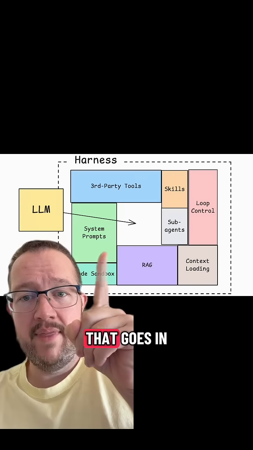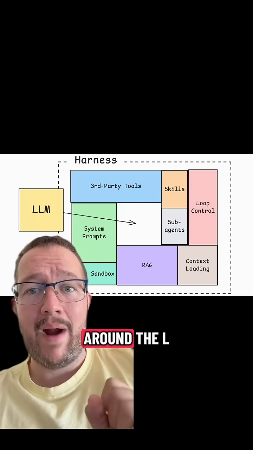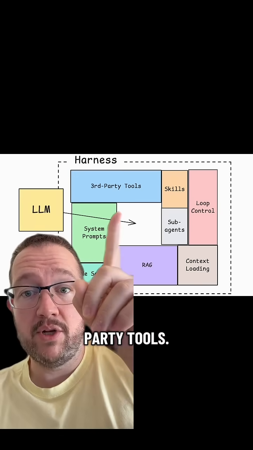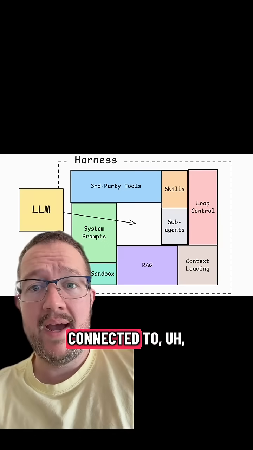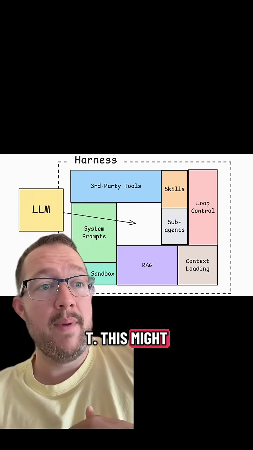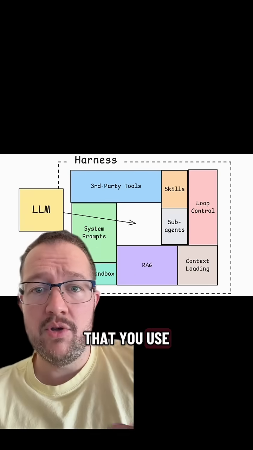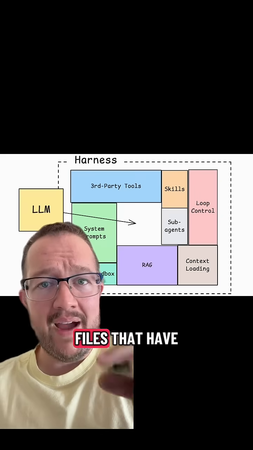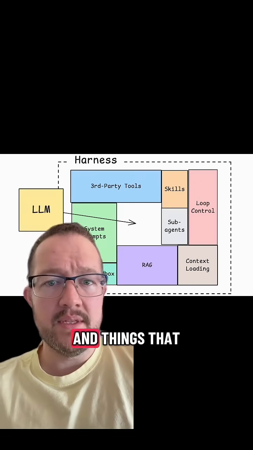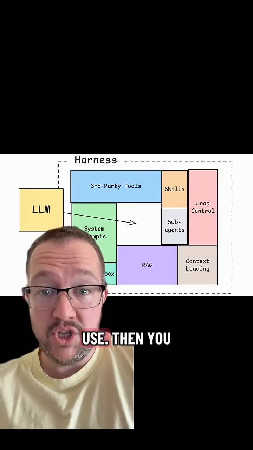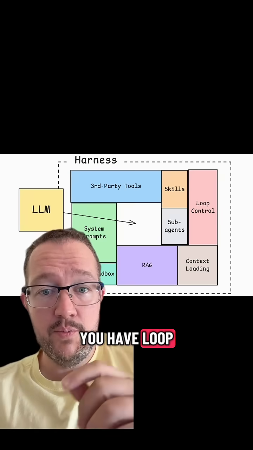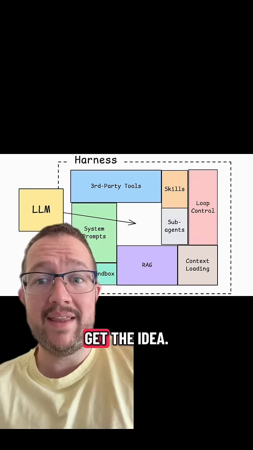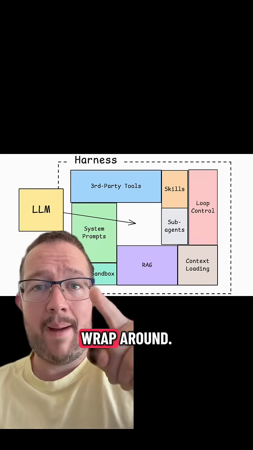Look, the LLM goes in the middle. Everything wraps around the LLM. That's the harness. That's why it's called the harness. And you can see right there, you have third-party tools. This is like my Gmail being connected to ChatGPT. This might be Claude connecting to a CRM that you use. Then you have skills. Skills are like prompts, and they're files that have different tools and prompts and things that your LLM would want to use. Then you have sub-agents. You have loop control, context loading, RAG, system prompts, code sandbox. You get the idea. There are all of these things that wrap around.